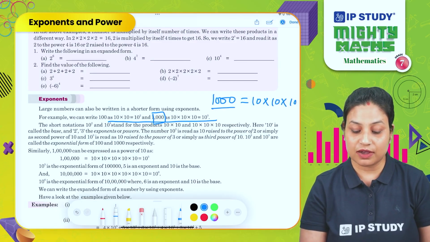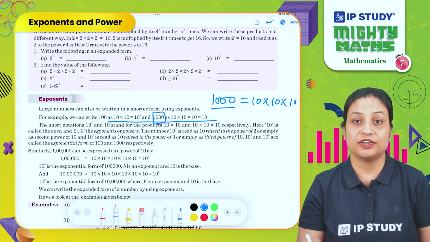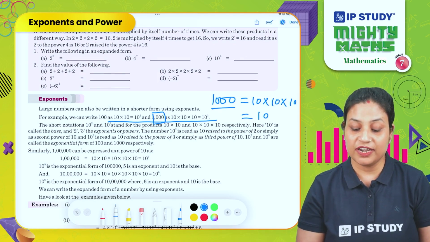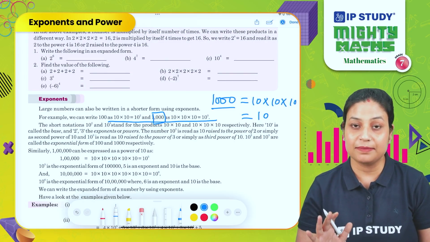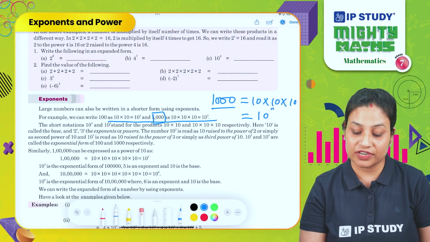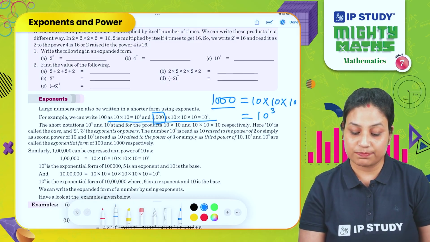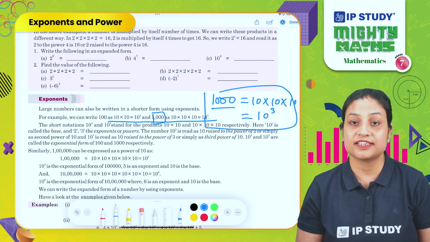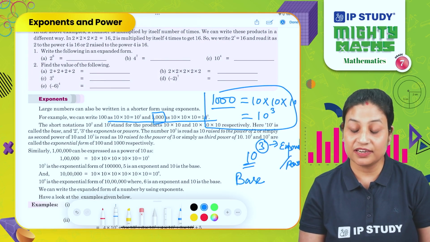So instead of writing 1000 like this, what I have done is break down this number into 10 into 10 into 10. So here, how many times is this number 10 repeated? 3 times. So what I will do is write 3 over here, the superscript, right? When a number is expressed in this form, we call it its exponential form, where this 10 is called the base of the number and this is called the exponent of the number. Am I clear to you?